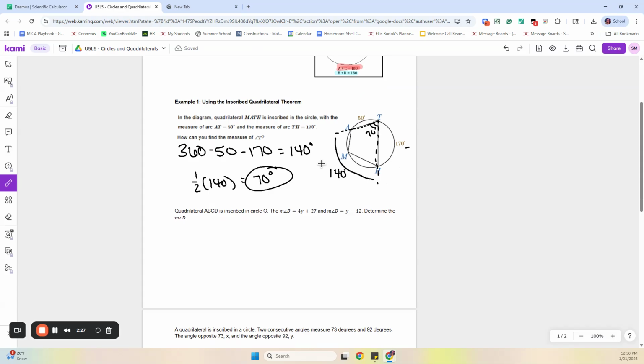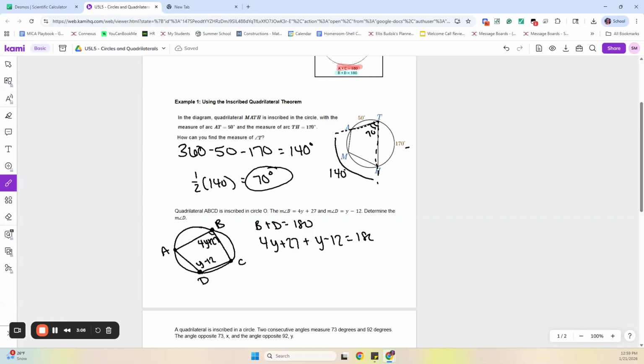Now for the next one, I'm going to have quadrilateral ABCD is inscribed in circle O. So let's go ahead and draw this out. So I got A, B, C, D is inscribed in circle O. Angle B is 4y plus 27. Angle D is y minus 12. Determine angle D. So I know that B and D are going to be supplementary to each other. So B plus D is going to equal 180 degrees. So we're going to have 4y plus 27 plus y minus 12 equals 180 degrees.